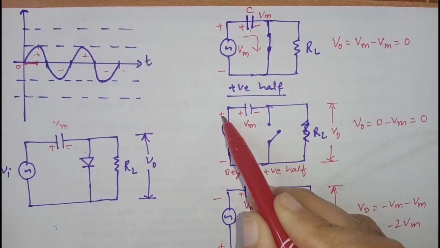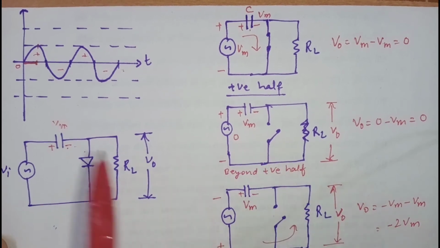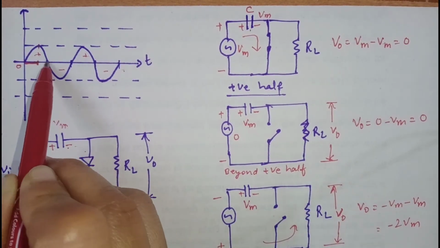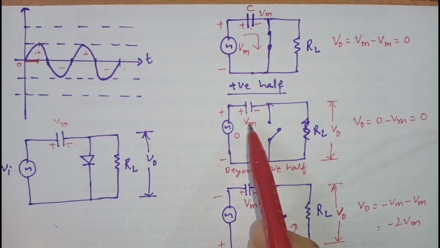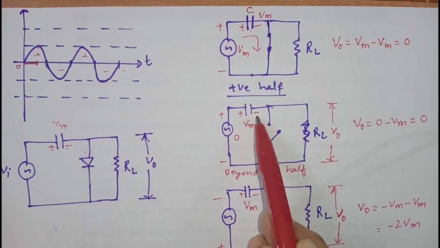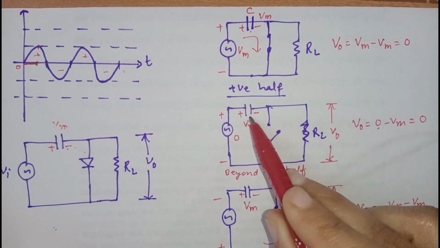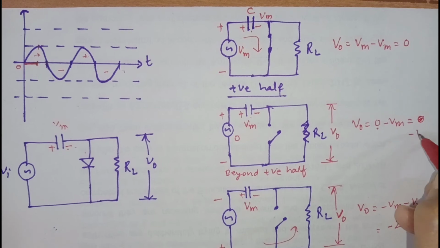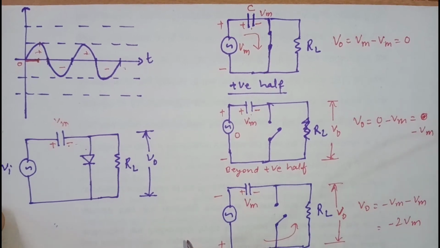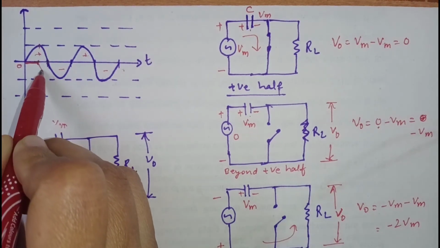So this is positive and this is negative during positive half. At this instant of time, the input is 0 volt, and this is charged up to Vm with this polarity. So the output will be equal to input signal, that is 0, minus this Vm, that is equal to minus Vm. So in this case, the output wave will look like this.